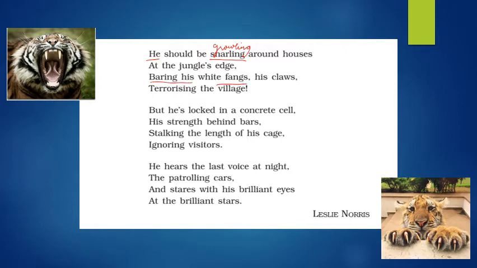Showing his white fangs. The fangs means here, you can see in this picture. This is the fangs. So these two long teeth are the fangs. Claws means the long nails. And you can see in this picture, these are the claws. And these fangs and the claws are used for tearing the flesh of the animals. Showing the white fangs and the claws and terrorizing the village. They are frightening the village. Terrorizing means frightening.